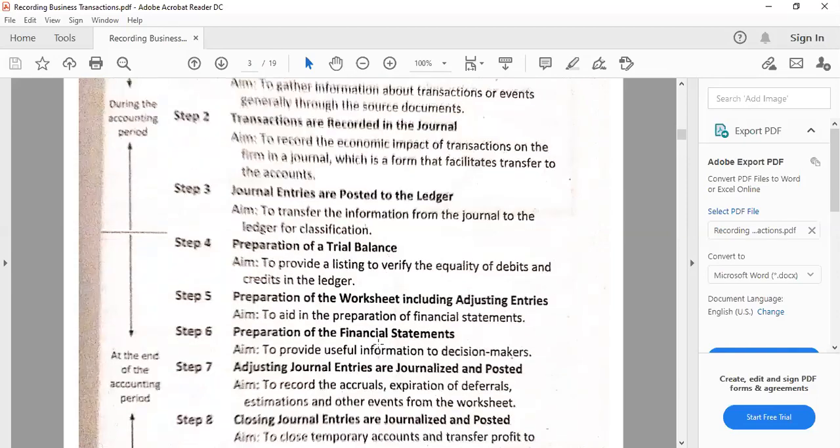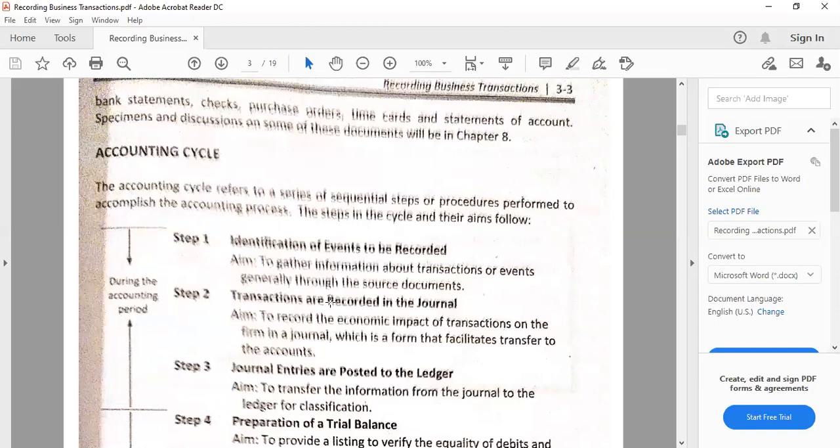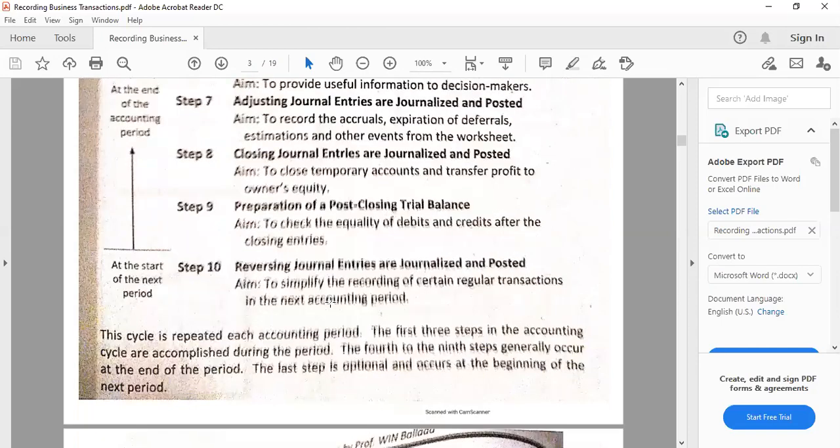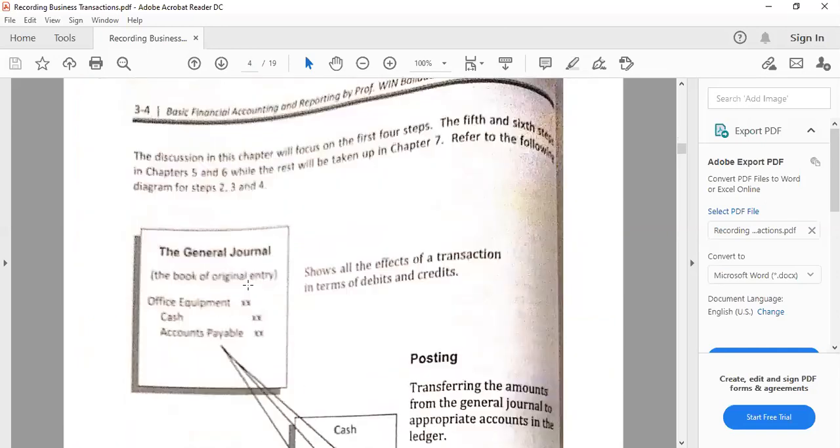Now take note, this is a cycle. It begins and ends, and then in the next accounting period, it will again begin at step 1 and so on. So that's why it is a repetitive or iterative process.